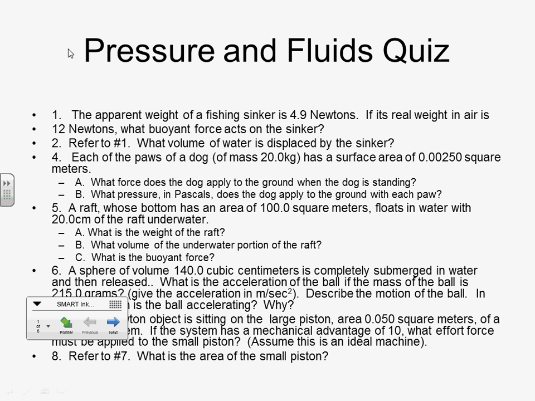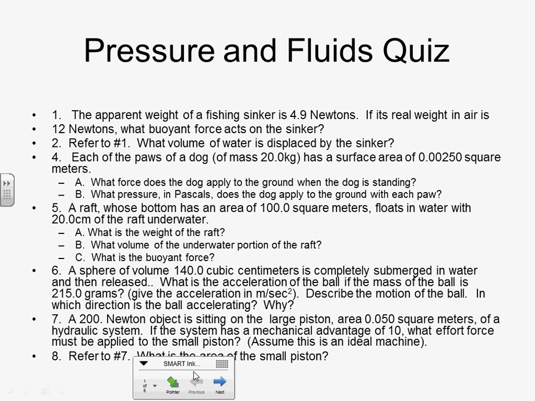All right, so let's look at problem 3 this time. Actually, it's listed as problem 4 up here. Each of the paws of a dog, whose mass is 20 kilograms, has a surface area of 0.00250 square meters. What force does the dog apply to the ground when the dog is standing? And what pressure in pascals does the dog apply to the ground with each paw?